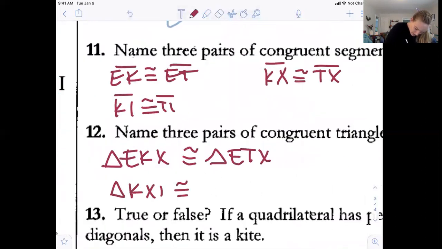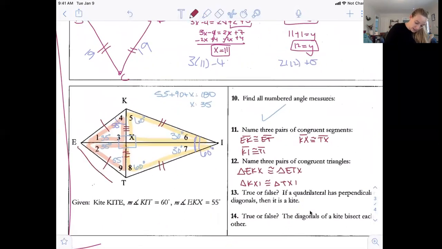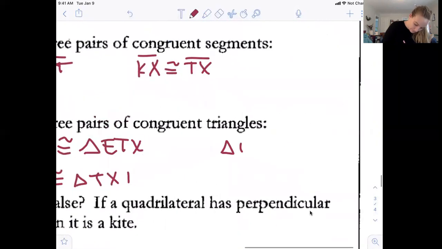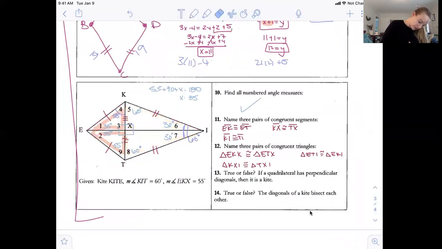KXI, TXI. And then last is the top half and the bottom half. So ETI, that big triangle, and then EKI. ETI, EKI. We went a little bit slower on that above, so if you need a reminder, rewind back above.